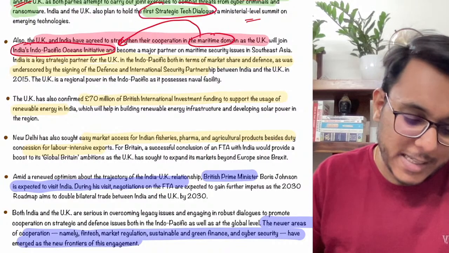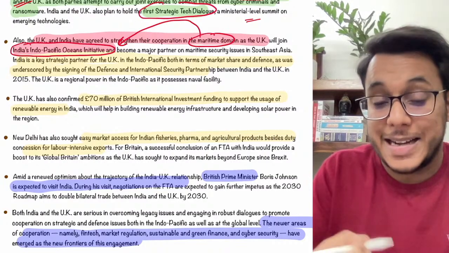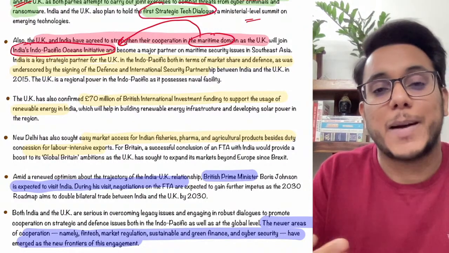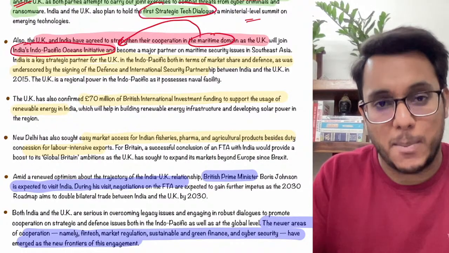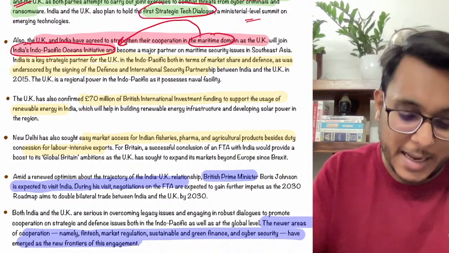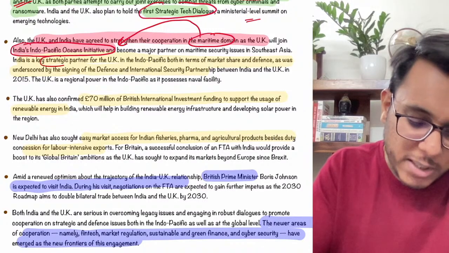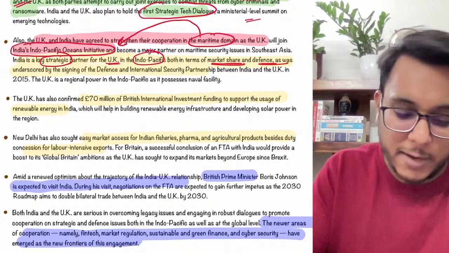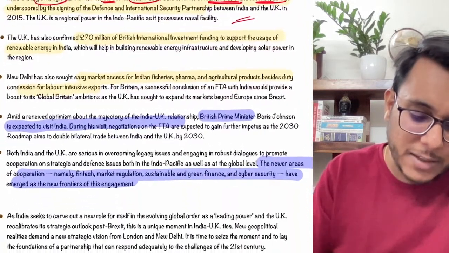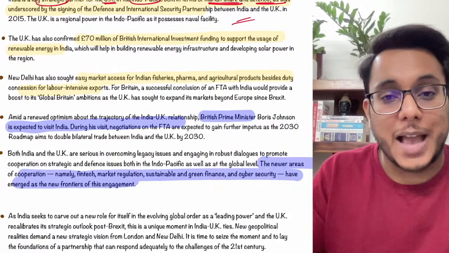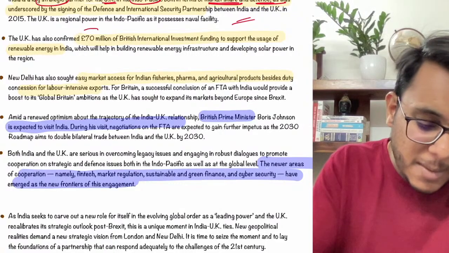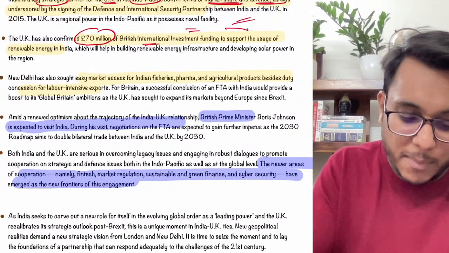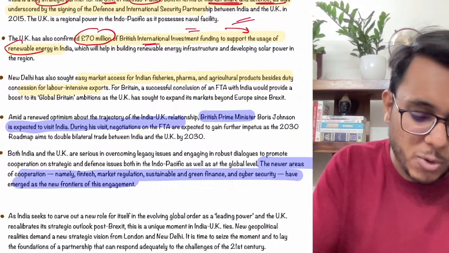After that, guys, the next thing is that India and UK also have deep defense relationships. Defense partnership is also there. A large number of weaponry imports are taken by India from the UK. So India is a key strategic partner for the UK in the Indo-Pacific because India gives a very big market for defense purchases. Then, it has been provided that the UK has also confirmed that 70 million pounds of international investment will be provided to India in the sector of renewable energy.